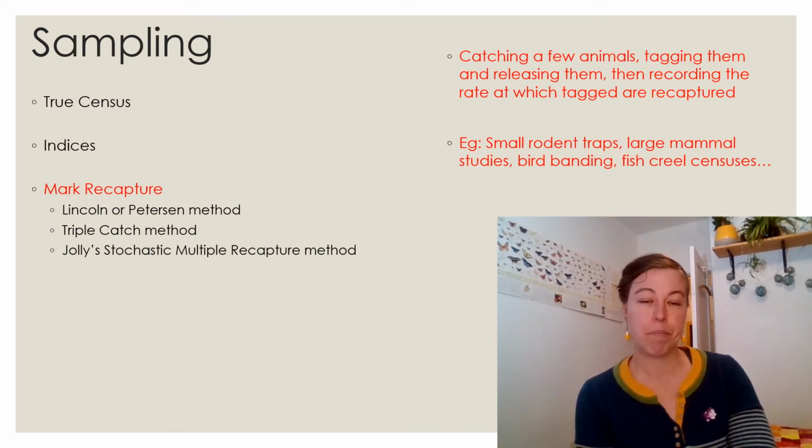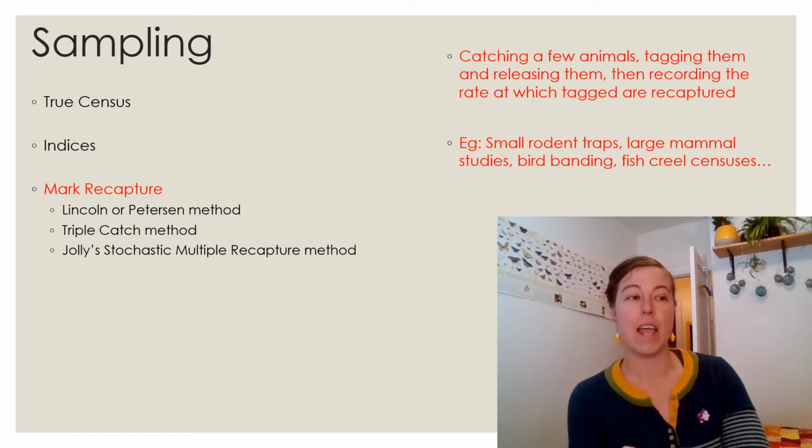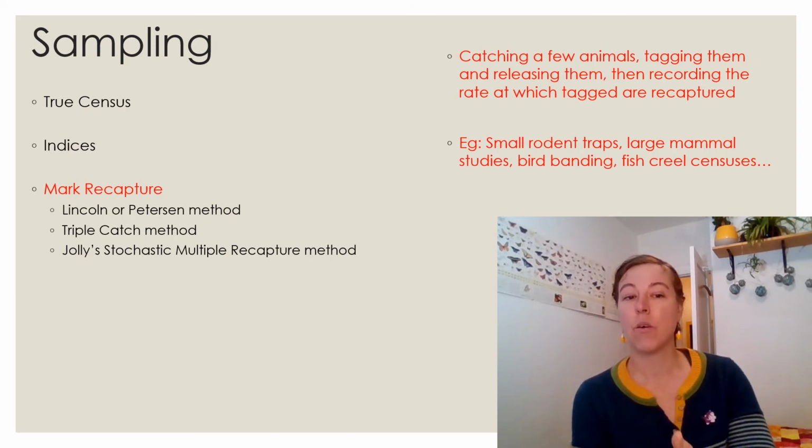Mark recapture is when you have an animal population and you catch a few and tag them, and then you release them back into the population. And then you're going to catch them again, and the rate at which you catch recaptures is how we test what the population is. And there's a calculation I'm going to teach you on how to do that.